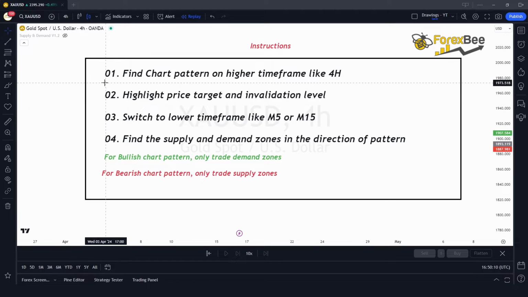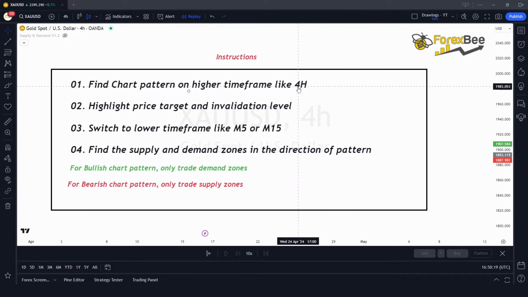So here, the first thing is we should find a chart pattern on a higher time frame, like 4-hour, 6-hour, 8-hour time frame. And at those time frames, whenever we find a chart pattern, that chart pattern would give us some levels that we can use at lower time frames. So in the first step, we're going to find a chart pattern at a higher time frame like this 4-hour. And then the second step is to highlight the price target and invalidation level.